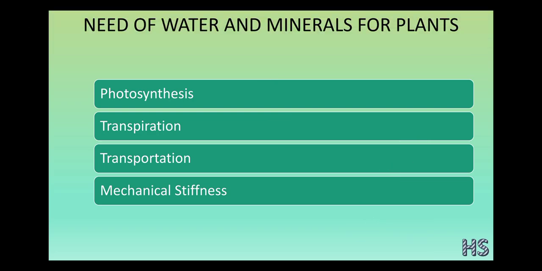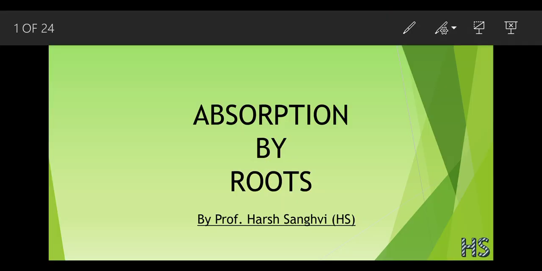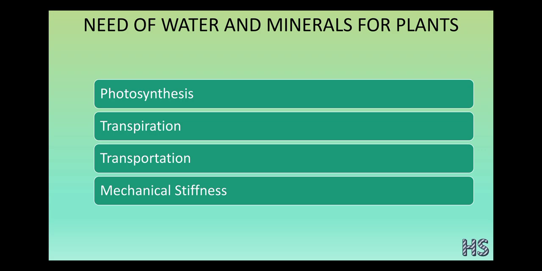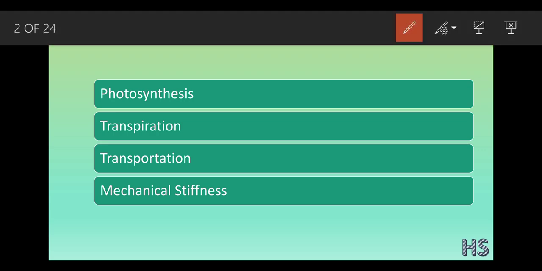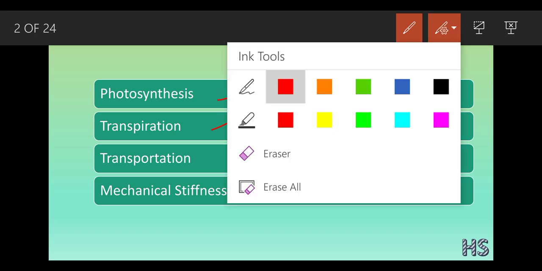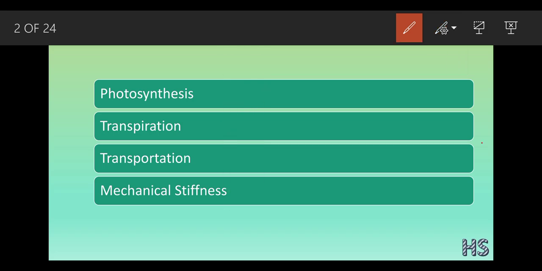Photosynthesis and transpiration, students, we are going to discuss in detail as we study them as part of the chapter. Both would be covered as a chapter. When we start with the chapter photosynthesis and transpiration, we are going to learn in detail. We started with absorption by root because it is a very basic chapter. Let's move to the next slide.